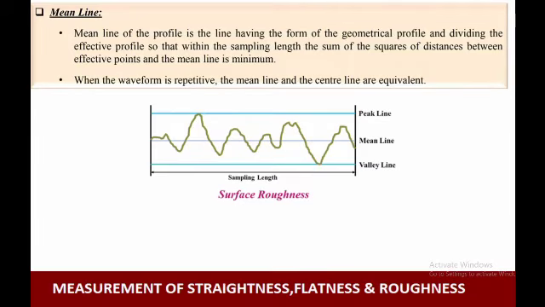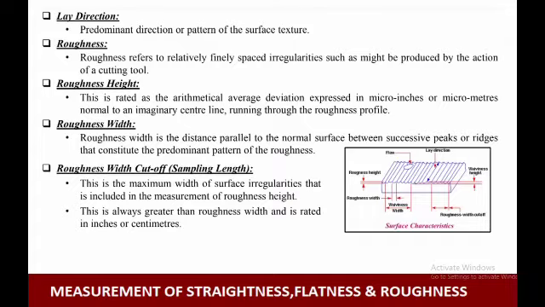Mean line. The mean line of the profile is the line having the form of the geometrical profile and dividing the effective profile so that within the sampling length, the sum of squares of distance between the effective points and the mean line is minimum. When the waveform is repetitive, the mean line and the center line are equivalent. Now we'll see the direction of lay. Direction of lay is the predominant direction or pattern of the surface textures.